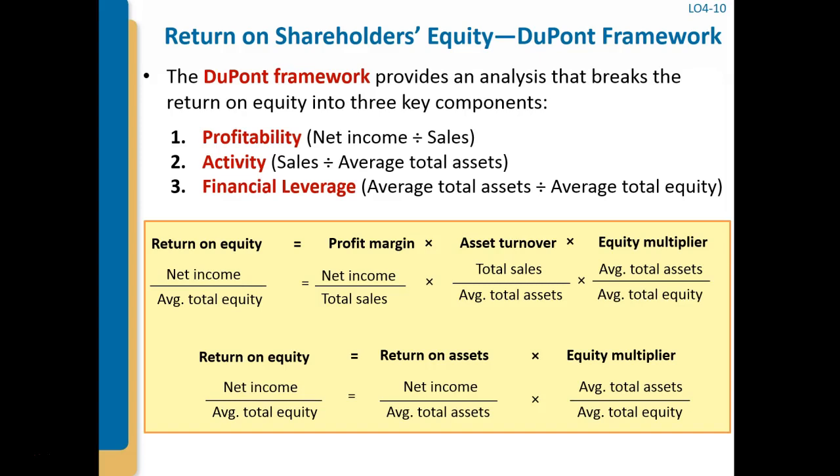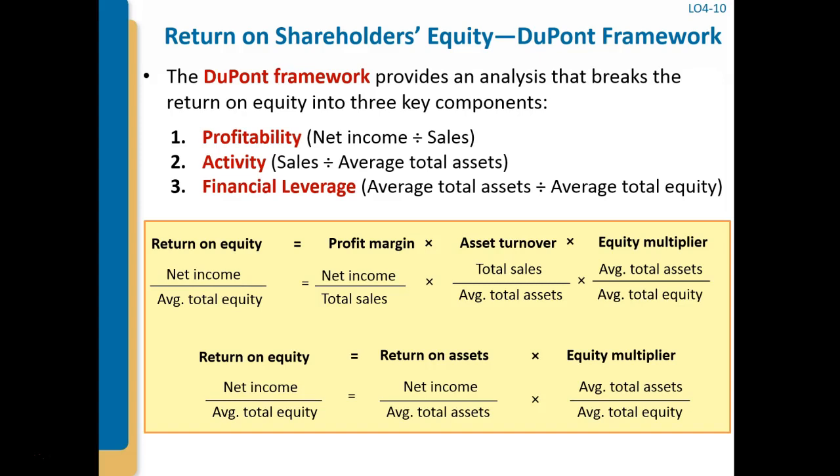So you've seen ROA is determined by profit margin and asset turnover. Another way to compute return on equity is just by multiplying ROA by the equity multiplier. You see from this equation that an equity multiplier of greater than 1 will produce a return on equity that's higher than the return on assets.